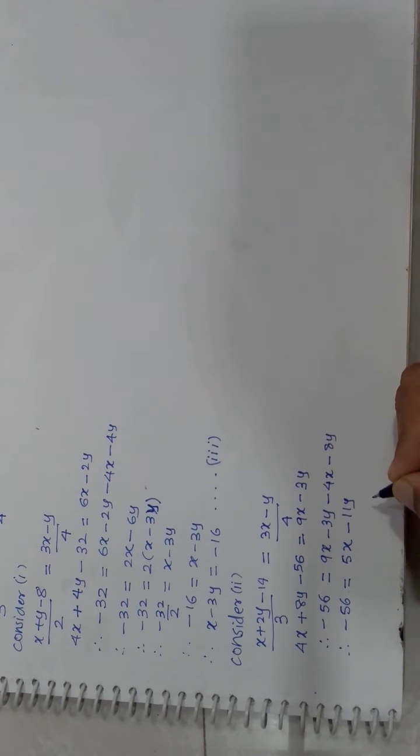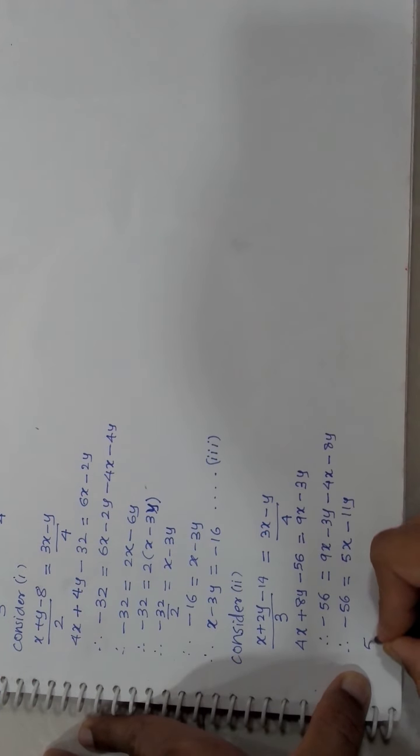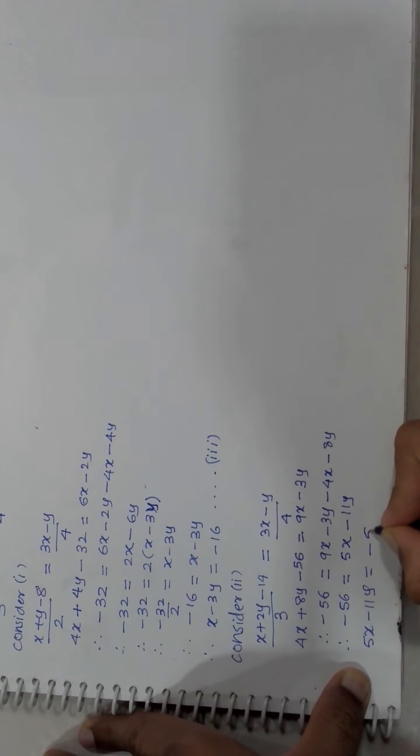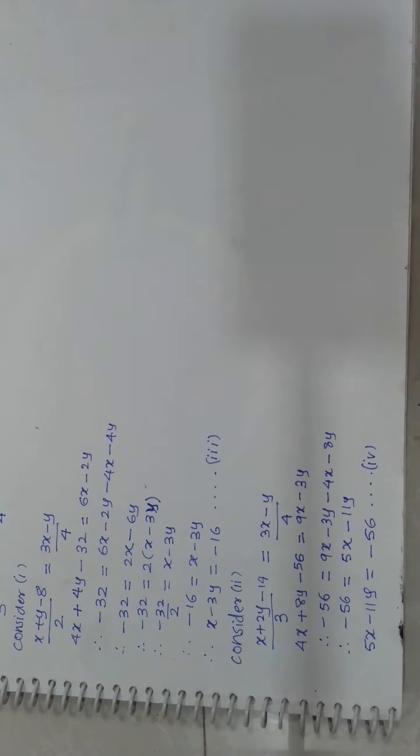So here I said the same thing. Now you can see the same thing over here. Does not look good. So 5x and 11y I will transfer this side and 56 to this side. No change of sign. I have already explained it. Reverse it back if you want to see. Okay. So you get 5x minus 11y is equal to minus 56.